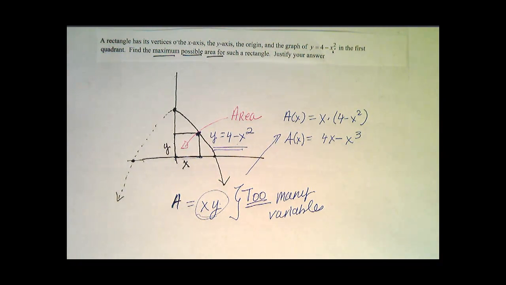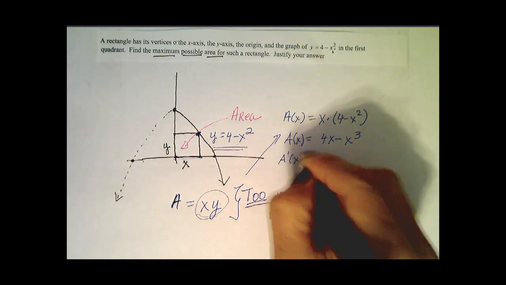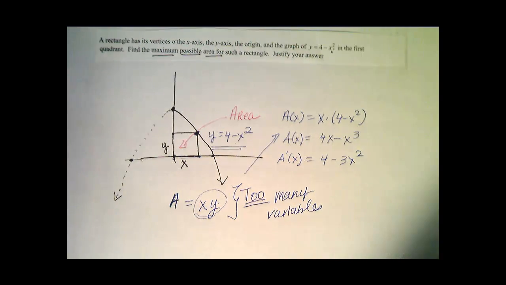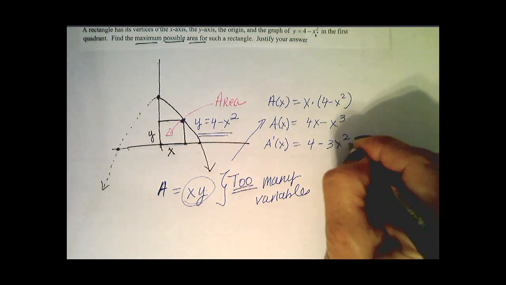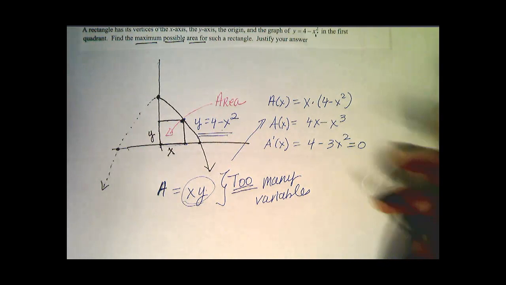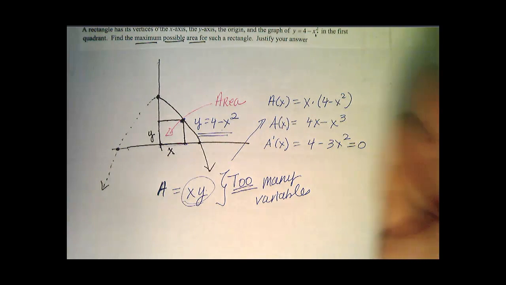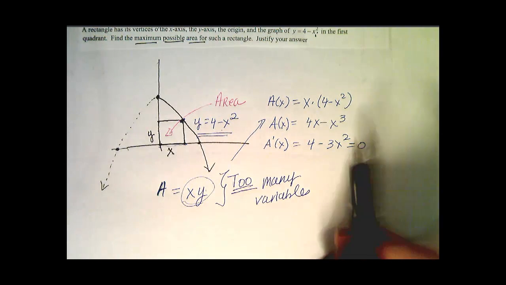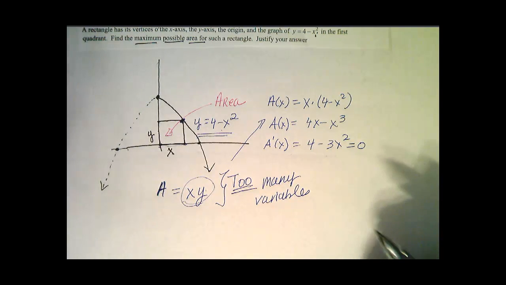Now I'm trying to maximize this area, so I'm going to take its derivative with respect to x, which is 4 minus 3x squared. Now remember, when solving these optimization problems, I set the derivative equal to 0 and solve, and I also think about which values in the domain are such that the derivative does not exist. But as you can see, there are none because this is a polynomial and it's defined everywhere.